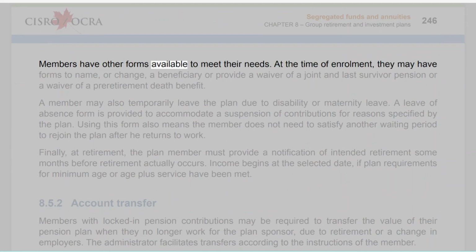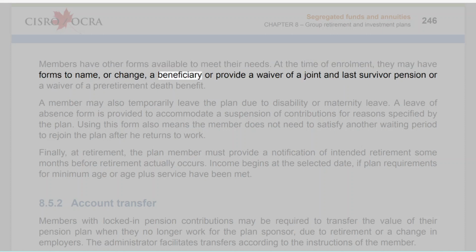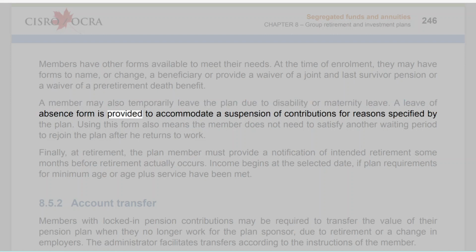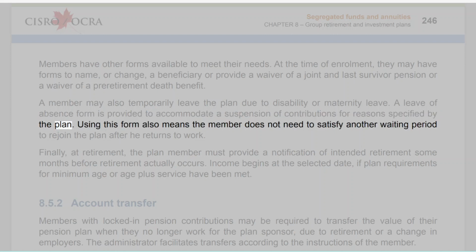Members have other forms available to meet their needs. At the time of enrollment, they may have forms to name or change a beneficiary or provide a waiver of a joint and last survivor pension or a waiver of a pre-retirement death benefit. A member may also temporarily leave the plan due to disability or maternity leave. A leave of absence form is provided to accommodate a suspension of contributions for reasons specified by the plan.